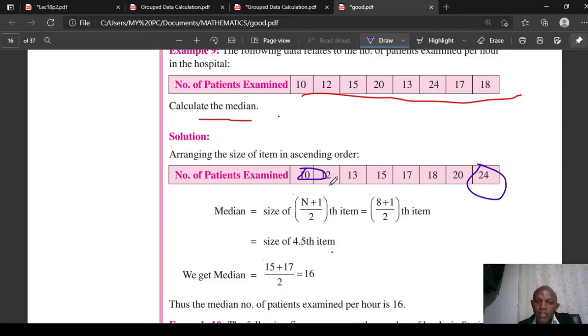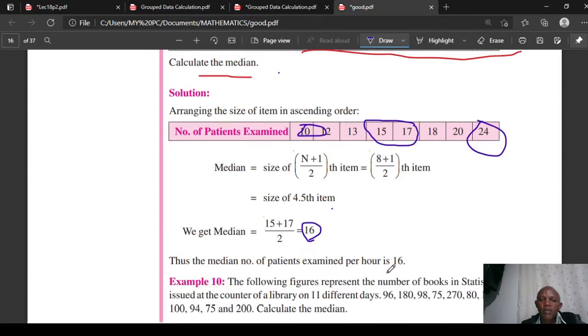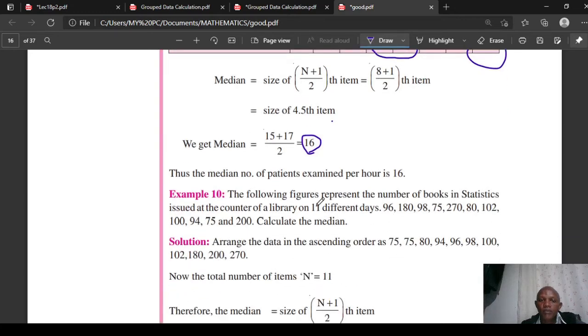Now, in this data, the observations are an even number. So the median will take care of these two observations, 15 and 17. So what will be the median? It will be 15 plus 17 divided by 2, and you get 16. That is how we calculate the median of a value.